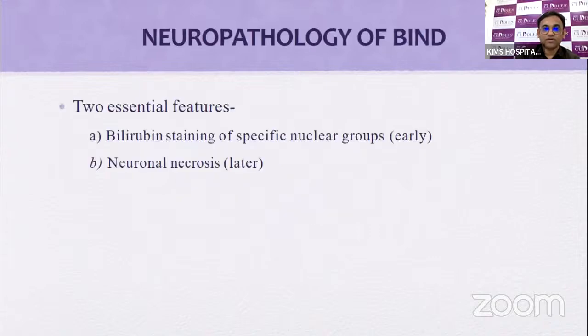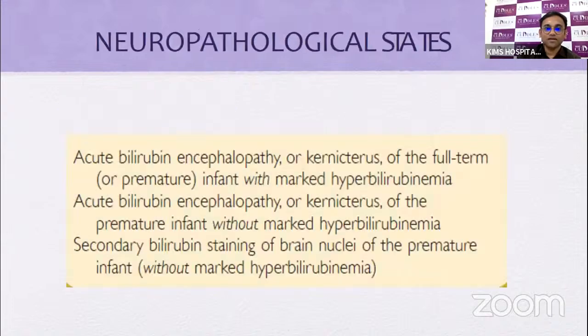So the neuropathology of BIND includes two essential factors. First, there should be bilirubin staining of the specific nuclear groups that we have discussed earlier, and that leads to the various mechanisms that will ultimately lead to the necrosis of the neurons. So these are the three important neuropathological states. One, there can be acute bilirubin encephalopathy or kernicterus of a full-term or a premature infant, which has very marked hyperbilirubinemia. And the second is acute bilirubin encephalopathy or kernicterus of the premature infant without marked hyperbilirubinemia. This is called low bilirubin kernicterus.